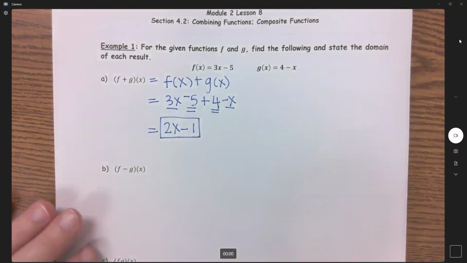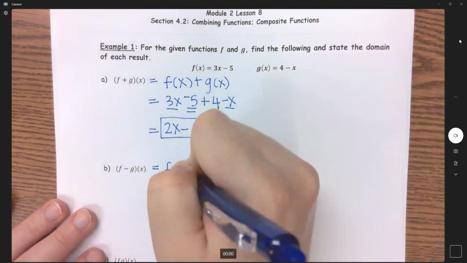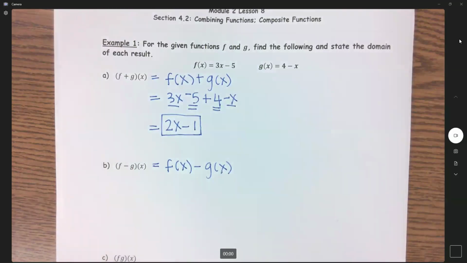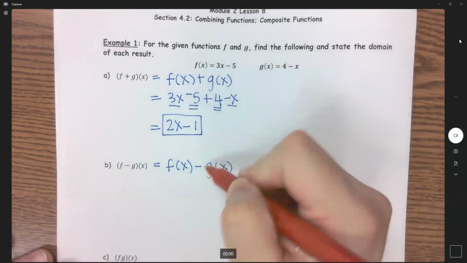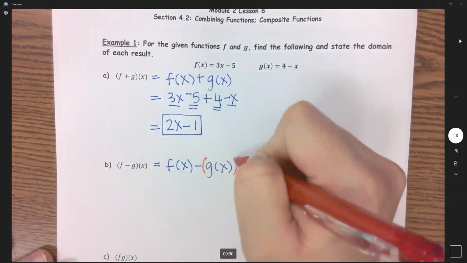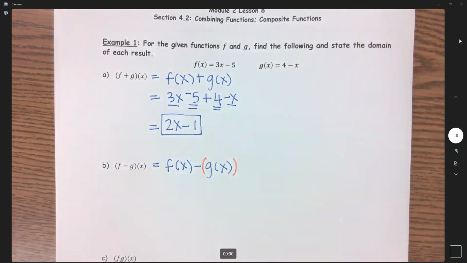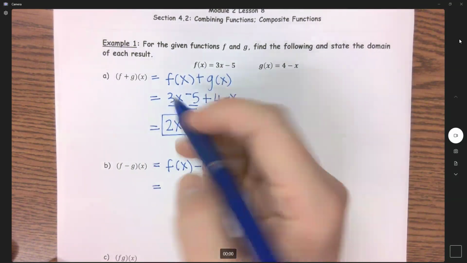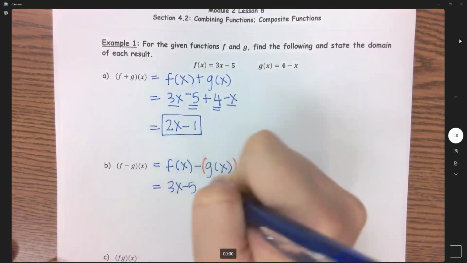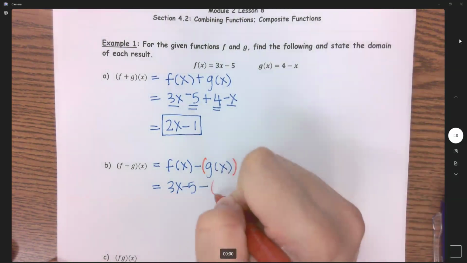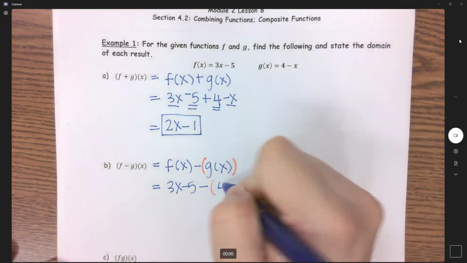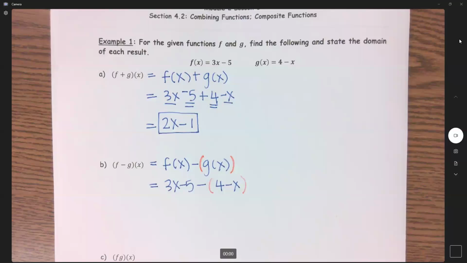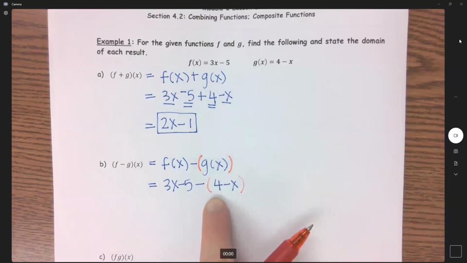So f minus g of x, when I expand that out, is f of x minus g of x. Okay, you need to make a note somewhere, somehow, that when we subtract, we are going to subtract that entire thing. So that needs to go in parentheses when we substitute that in. So f of x is still 3x minus 5, and then minus the entire function of 4 minus x.